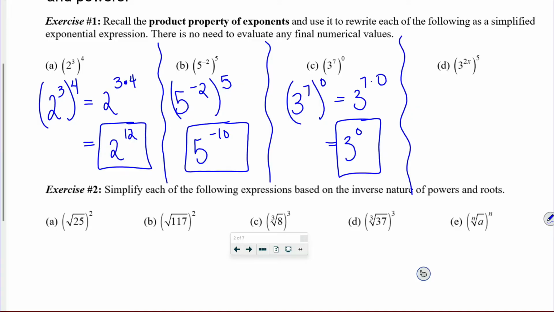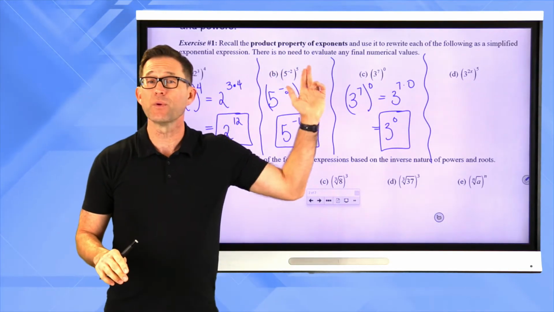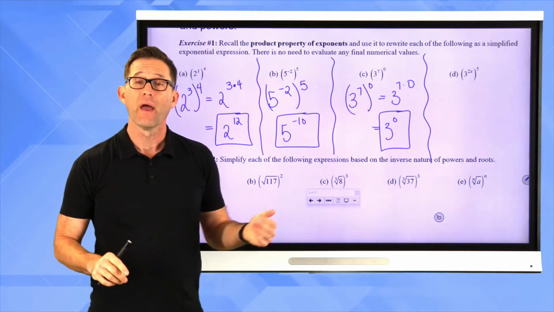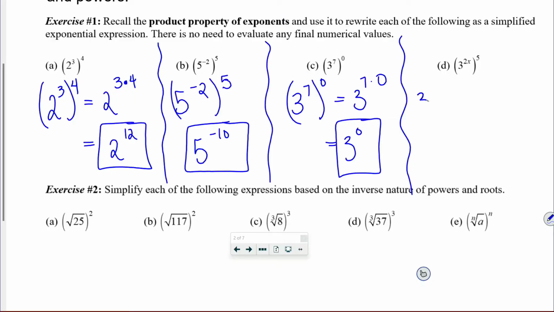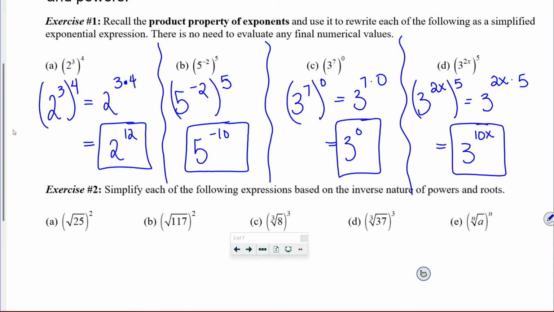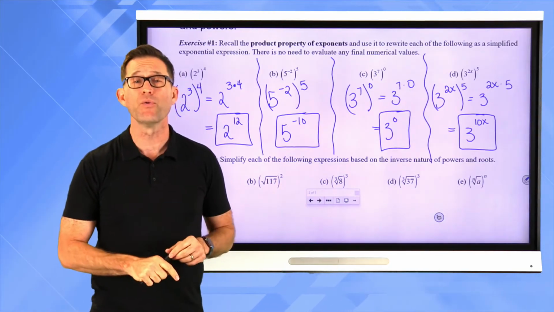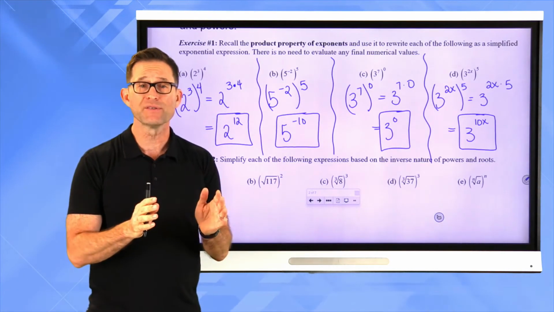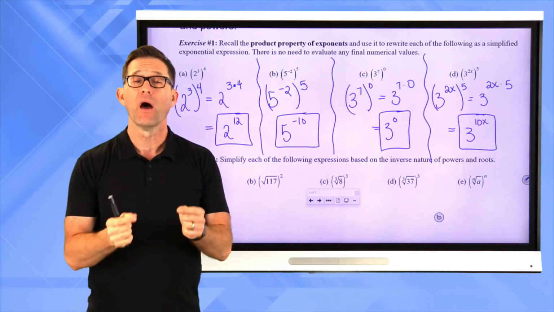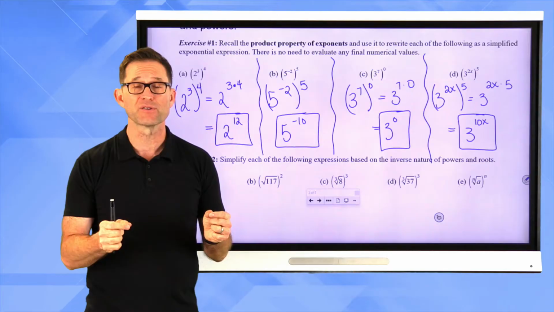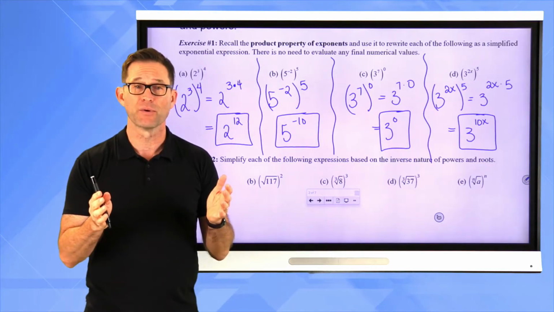Now you might recall from our last lesson that that's also equal to 1, but it said we didn't have to find any numerical values. And finally, if we have 3 to the 2x raised to the fifth, that would have to be 3 to the 2x times 5, and that would be 3 raised to the 10x. Again, the point here is to review that product property. When I have something raised to an exponent, raised to another exponent, I can rewrite that expression as an equivalent expression by multiplying the two exponents together.